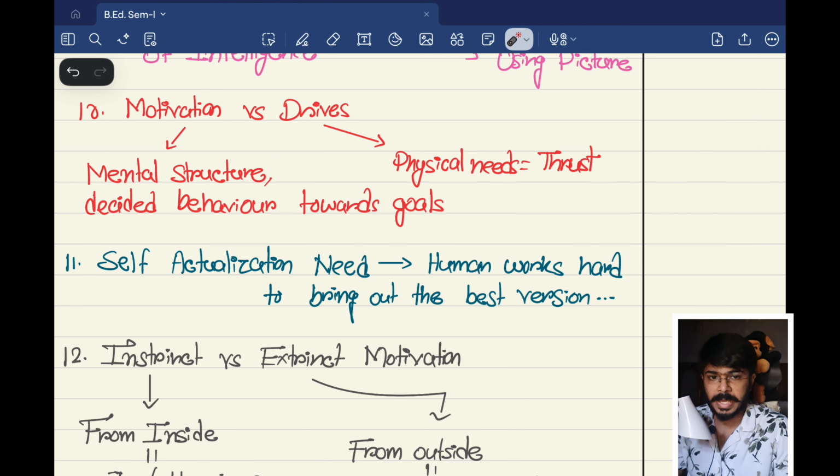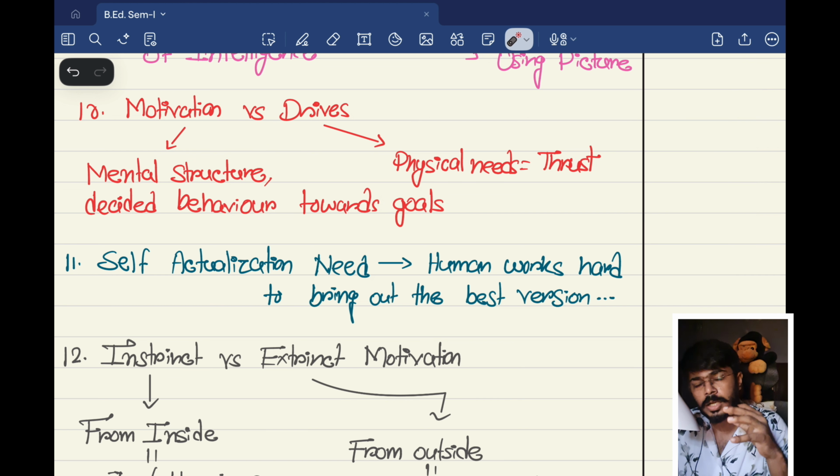Now it is self-actualization. Self-actualization need. What does it mean by self-actualization need? Suppose you want to work very hard. Or you studied economics, where there was one terminology, that is efficiency in anything, like maybe it is the labor or in terms of the resources. You need to gain the efficiency to gain more and more results.